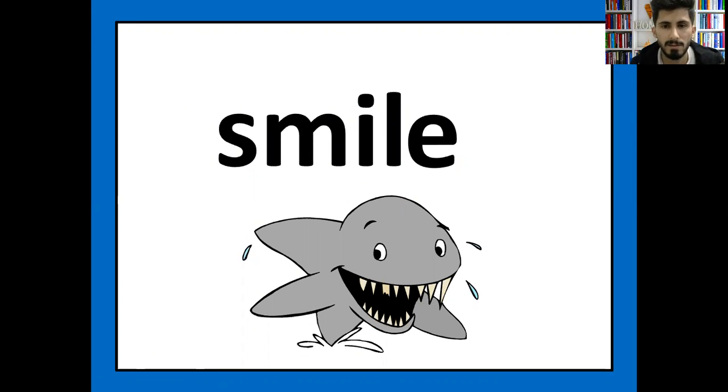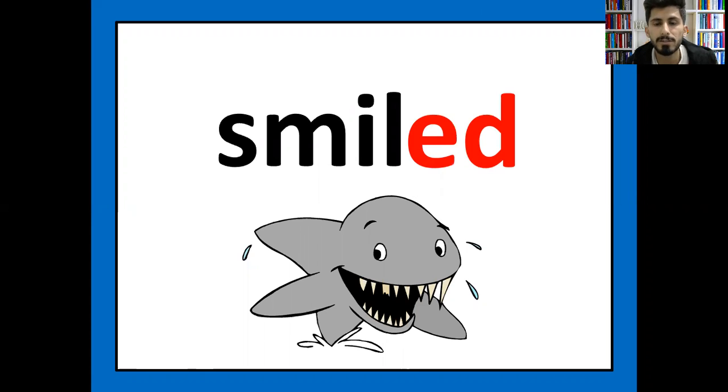Let's see examples. Just look, smile. Do you see the word smile? It has this E. It's a silent E. We don't say smile-y, we say smile. It's silent, we don't pronounce it, so we will drop it. Just like this. It was like this, we dropped it, then we add ed. Why? Because that E is silent. Now we have smiled.